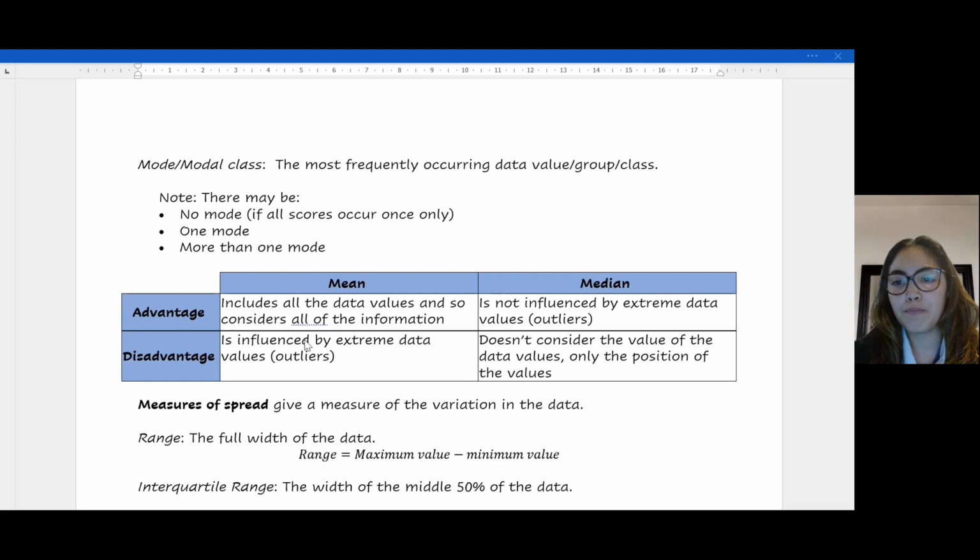The advantage of the median is that it's not really affected by extreme data values or outliers, but the disadvantage is that it does not consider the value of data values, only the position of where they actually are. So just a few key things to be thinking about.